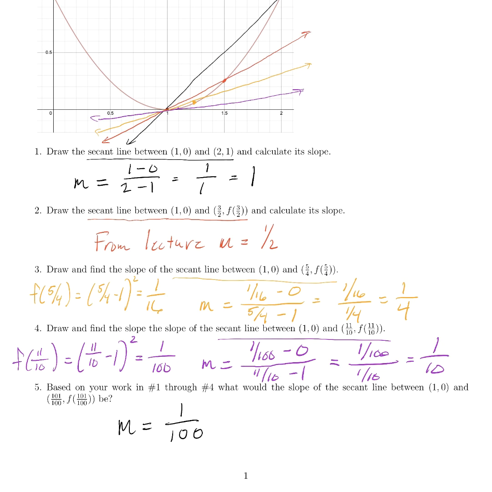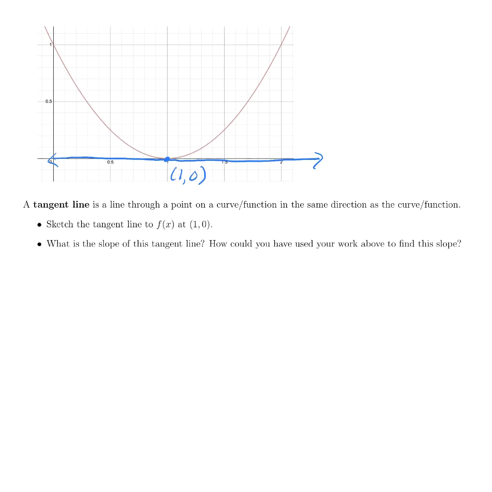And what's happening to the slopes of those secant lines? They start at 1, they go to 1/2, they go to 1/4, they go to 1/10, they go to 1/100th. And we see our tangent line here, and what do we know about the slope of horizontal lines? We know that the slope here of this tangent line is equal to 0. And does that make sense? How could we have used our work above to find this slope?